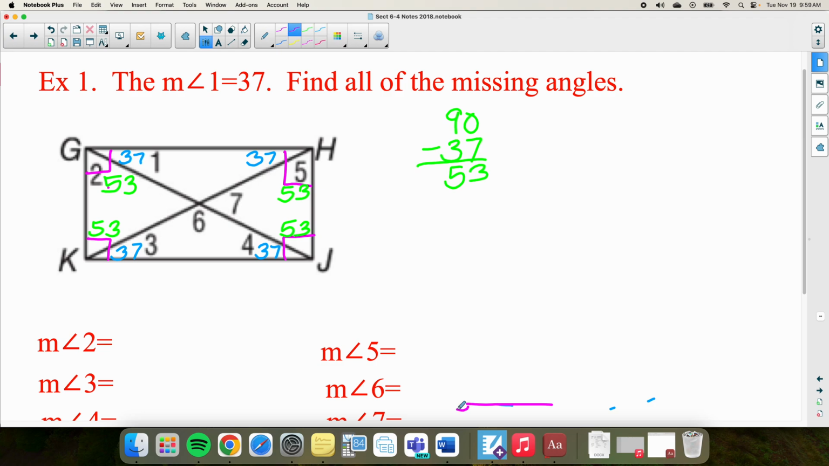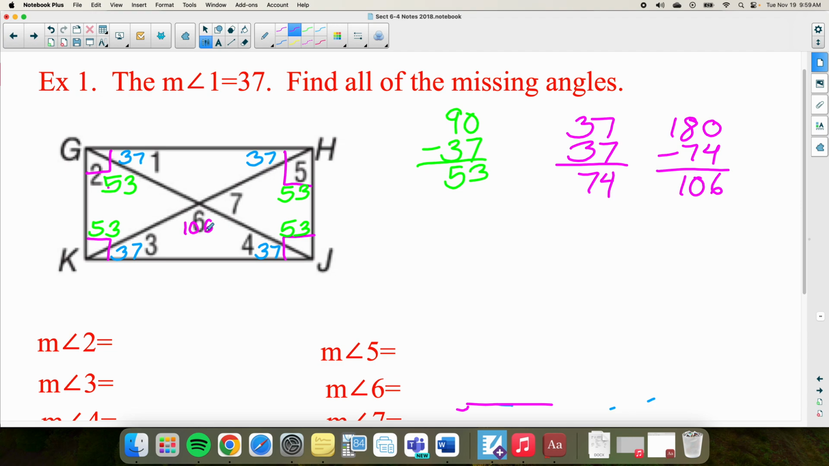Then, can anyone tell me how I could find angle 6? Yeah? You take 180 and subtract 2 37s. So if you added 37 plus 37, which of course you don't have to show this, that's 74, and you subtract that from 180, that's 106, okay? And that would be what this is right here, okay?